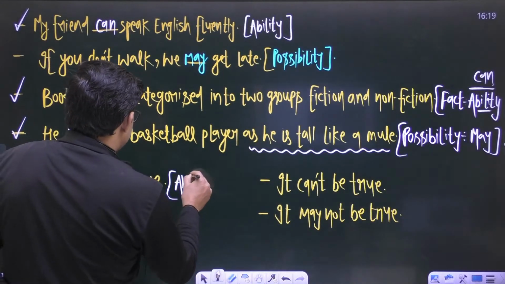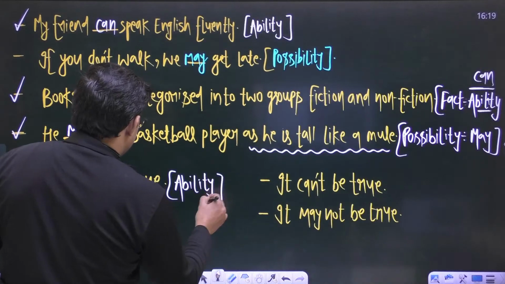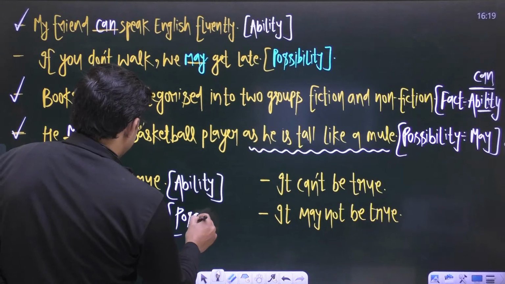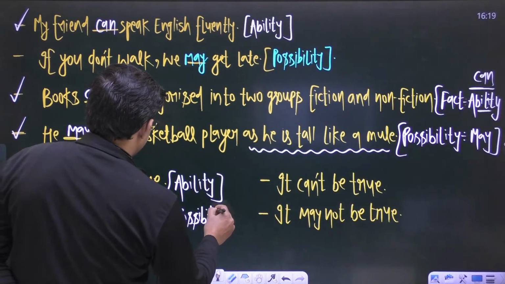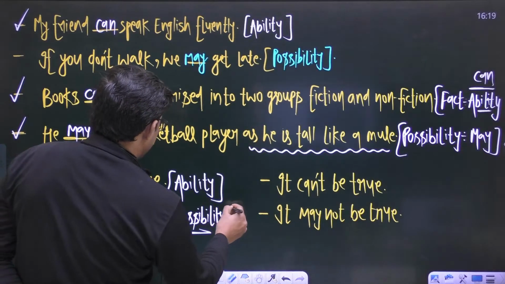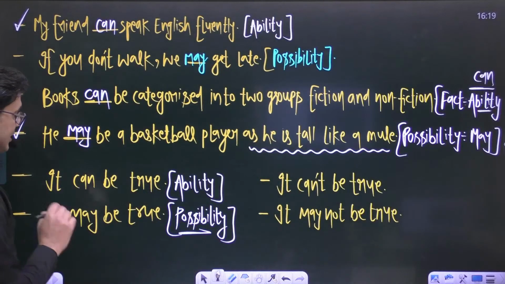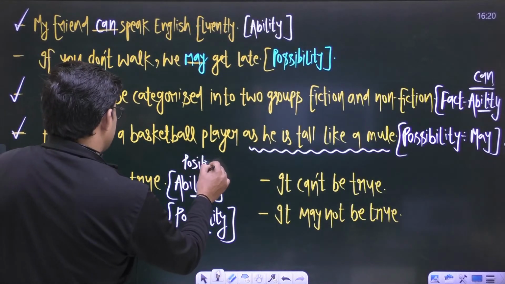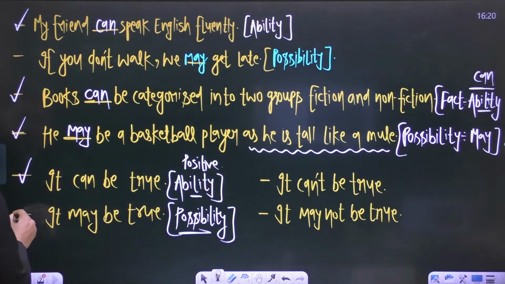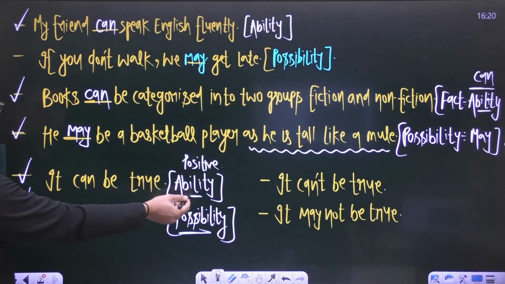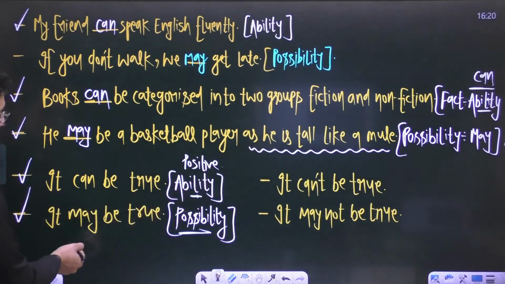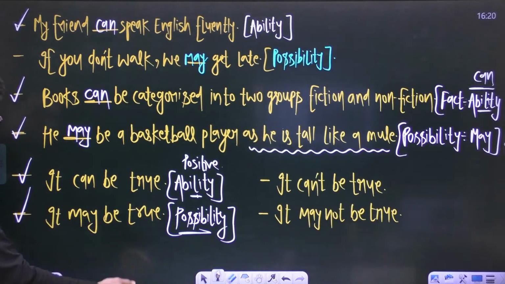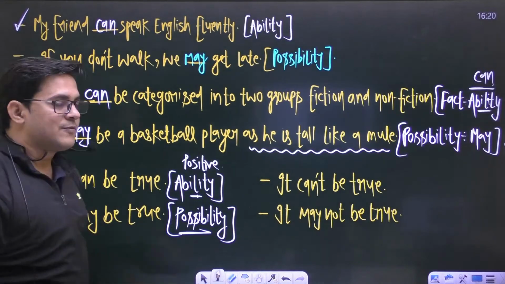In the first sentence, this is ability, right? And this is possibility, right? Both are positive, positive ability and positive possibility. Make sure that when you talk about positive ability and positive possibility, both sentences are okay. You can say it can be true, showing positive ability, and it may be true, which is positive possibility.